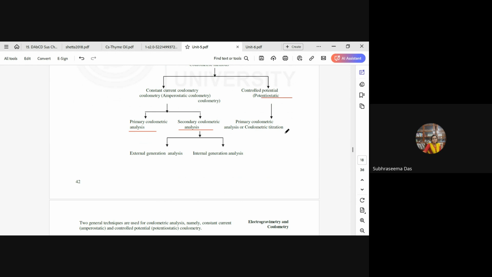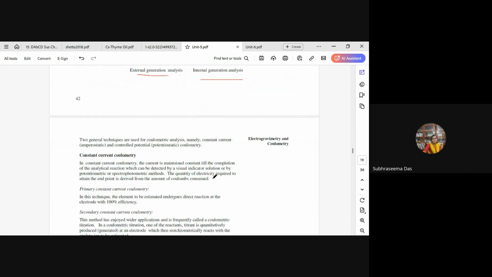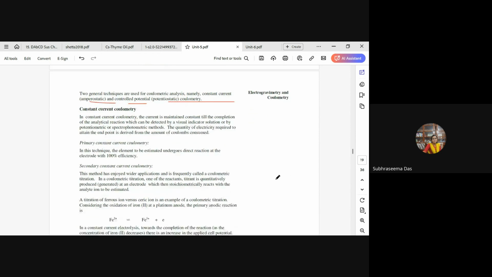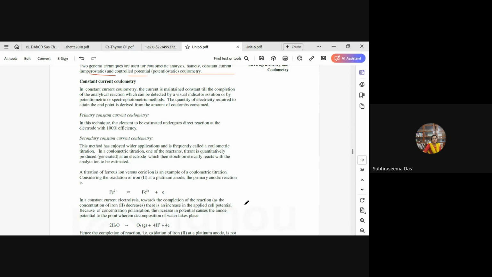The secondary coulometric analysis is further divided into external generation and internal generation. So two general techniques that can be generalized for coulometric analysis are constant current, that is amperostatic, and controlled potential, that is potentiostatic coulometry. So first we will talk about constant current coulometry. Here the current is maintained constant till the completion of the reaction.